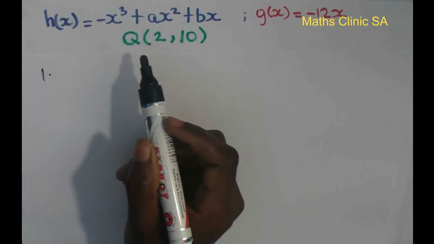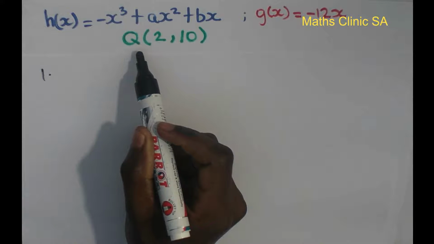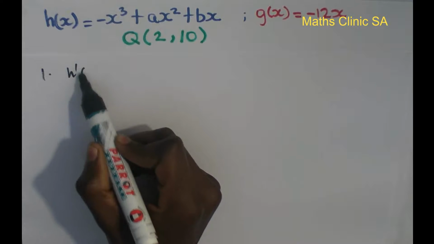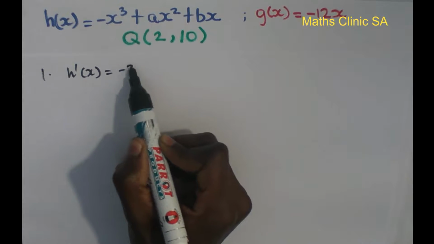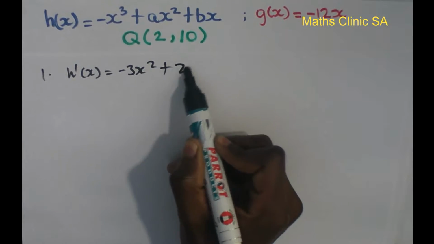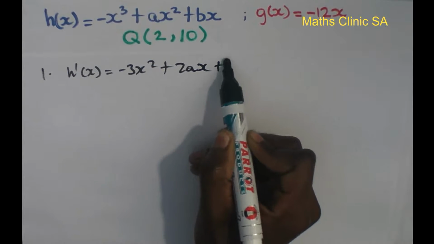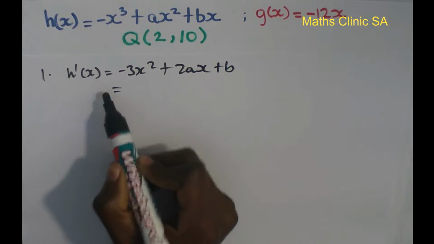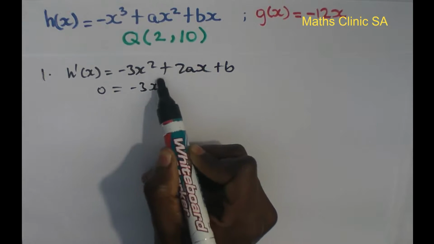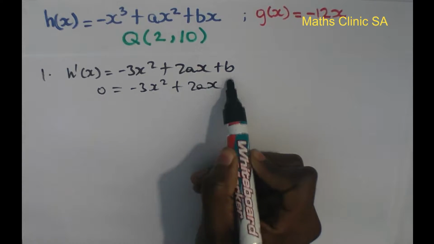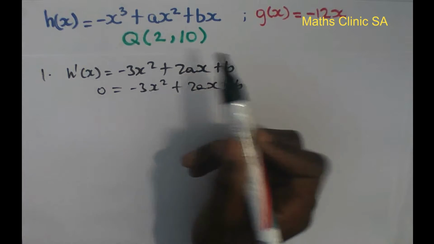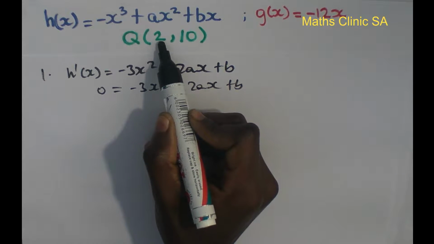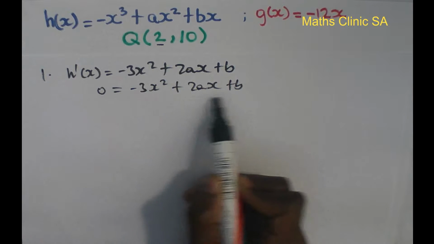So given the turning points, that is our clue. How do we find the turning points on a cubic graph? We take the first derivative of our function: negative 3x squared plus 2ax plus b, and then we equate the first derivative to 0: 3x squared plus 2ax plus b. Now we are given one of the coordinates of the turning points, which is (2; 10). So the x value is 2.